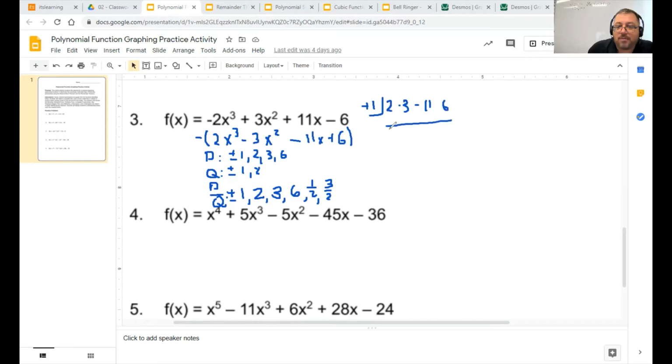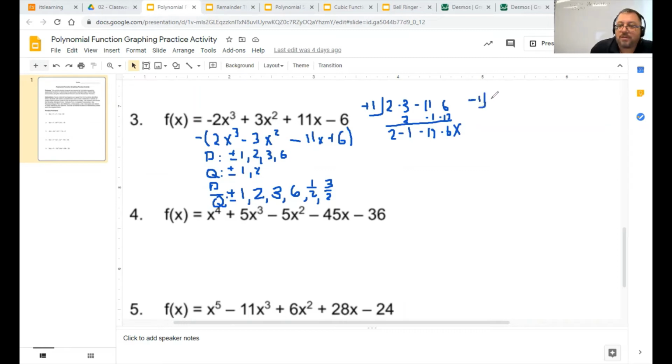Draw my line, bring down my 2. 1 times 2 is 2. Negative 3 plus 2 is negative 1. 1 times negative 1 is negative 1. That gives me negative 12. Which gives me negative 6. So that won't work. I didn't get a 0. So let's try negative 1.